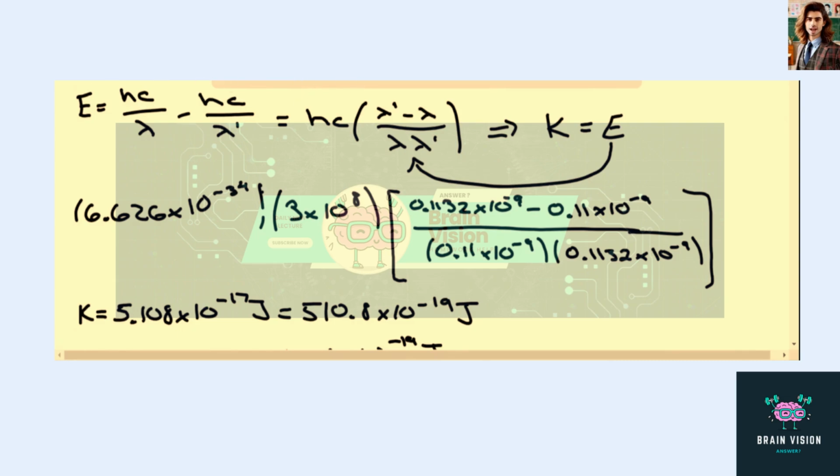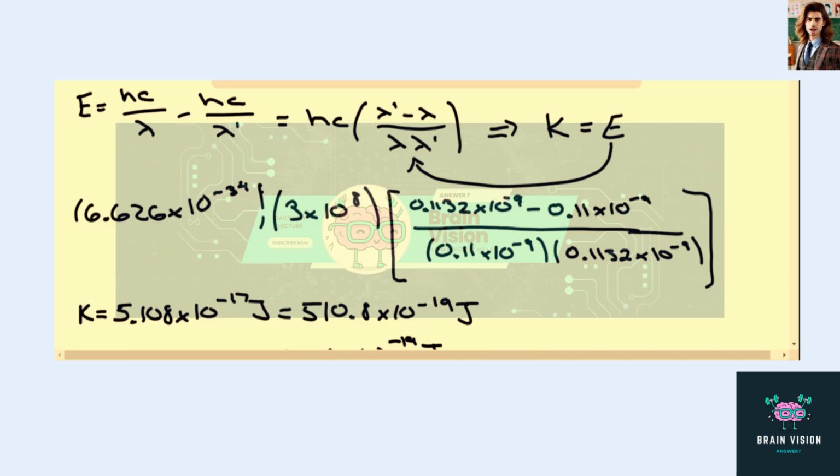So here we have the equation right here, hc divided by lambda minus hc divided by lambda prime, and we can pull out hc from both because they have that in common. So we have hc times (lambda prime minus lambda) divided by lambda prime, which we get by using common denominators. And therefore, this also signifies that the kinetic energy is equivalent to the energy of the photon.